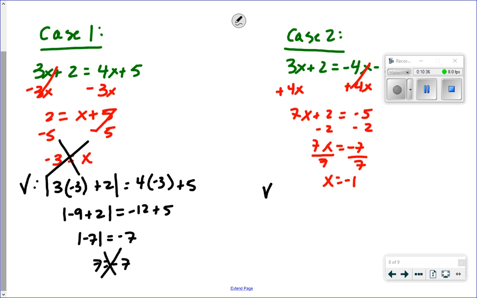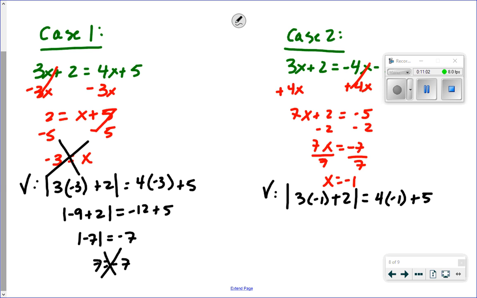Okay, check step 2. Again, this goes in the original problem, so all of the signs are the same from the beginning problem. I'm repeating this, but there's still going to be students that mess up and they want to plug it into the check step. So you have to plug it into the original. All right, absolute value of 3 times negative 1 plus 2 equals 4 times negative 1 plus 5.